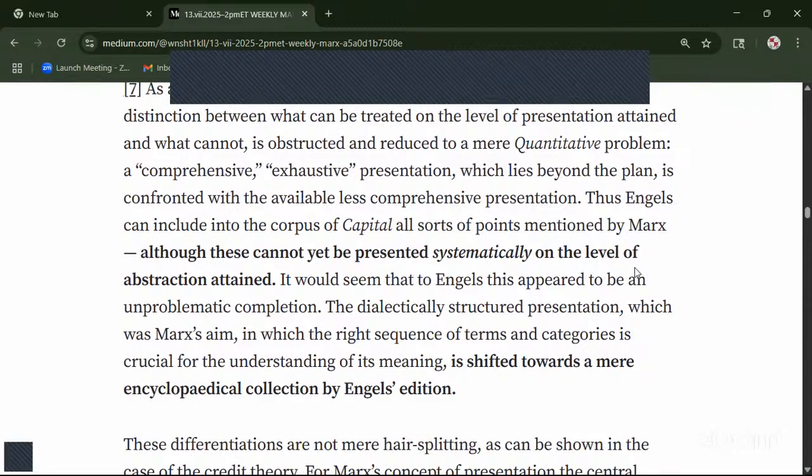The dialectically structured presentation, which was Marx's aim, in which the right sequence of terms and categories is crucial for the understanding of its meaning, is shifted towards a mere encyclopedic collection by Engels' edition.